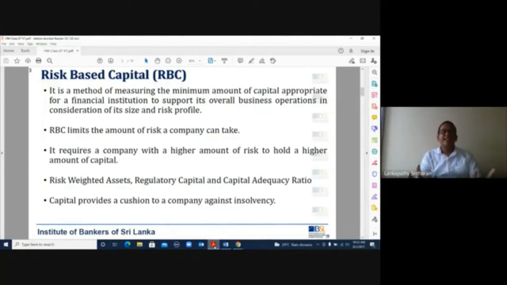So that is the concept of risk weighted capital, which gives an additional cushion to the banking industry or financial industry to absorb any unexpected losses. This gives protection against the insolvency of the banking sector.